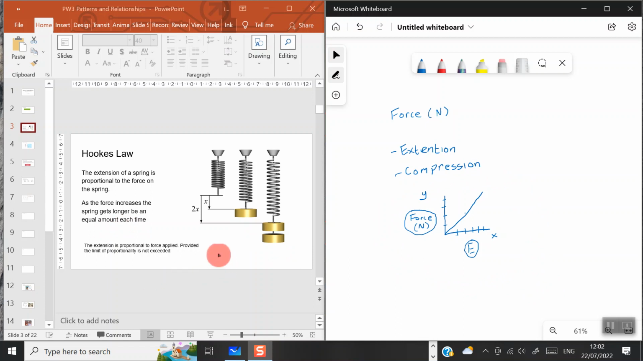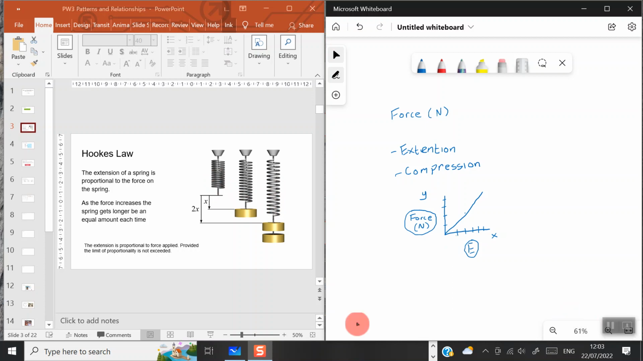This observation, or this pattern, is what's called Hooke's law. The extension is proportional to the force applied, provided the limit of proportionality is not exceeded. That means that each spring can only stretch so far. Once it goes past that limit of proportionality, the spring will bend out of shape and it won't go back to its original shape.